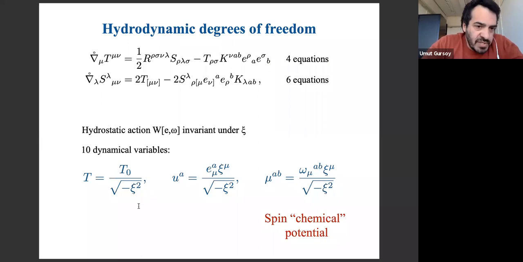One of them is going to be just the norm of the Killing vector, which defines the inverse temperature for you. And the Killing vector itself defines the fluid velocity. There are 3 of those because u squared is 1. And you have mu AB. So mu AB is the spin chemical potential. This is obtained by contracting the Killing vector with the spin connection. And because of the antisymmetry of the spin connection, these are 6 variables we have. So in total, we have 10 variables.